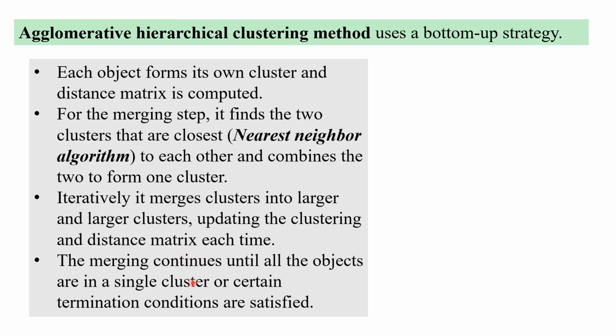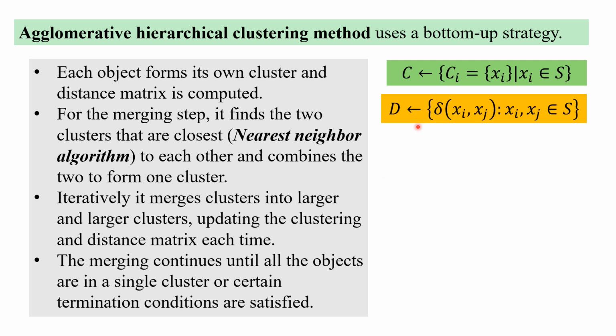The agglomerative hierarchical clustering method uses a bottom-up strategy, as we said earlier. So each object forms its own cluster and a distance matrix is computed. Here we see that the initial clustering is composed of all the items in their own cluster. So the cluster C1 is composed of X1, and so on. Then this is the distance matrix which we compute.